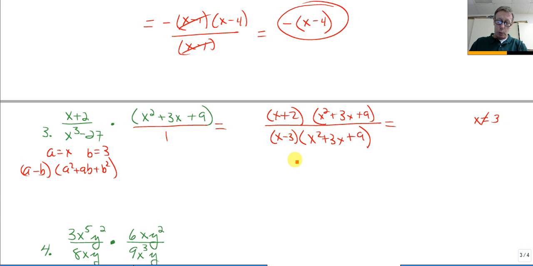And let's take a look at what can cancel out here, and we can see that those will cancel out, giving me the final simplified form of x plus 2 divided by x minus 3.